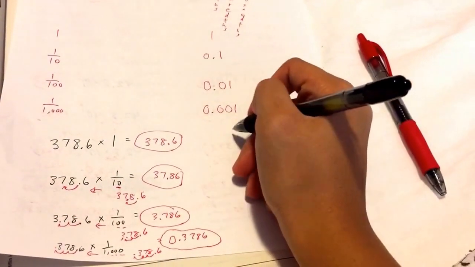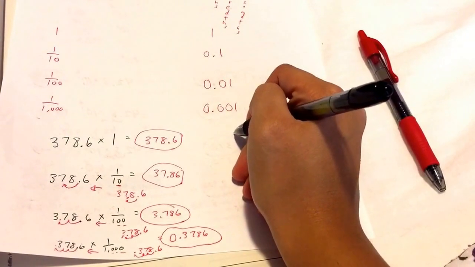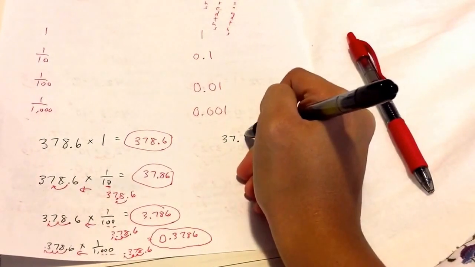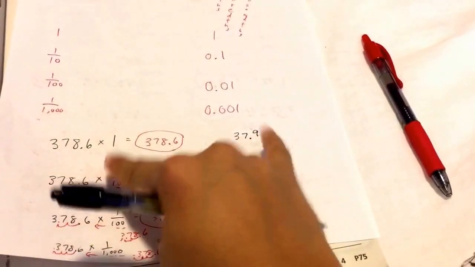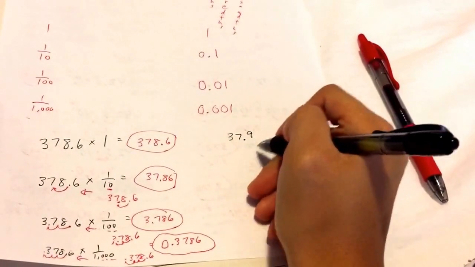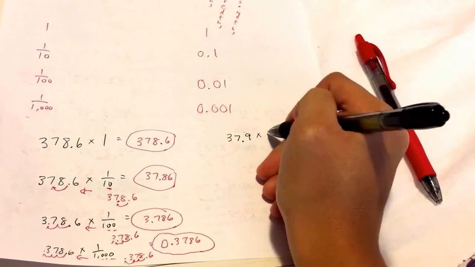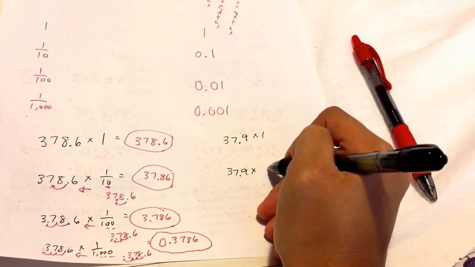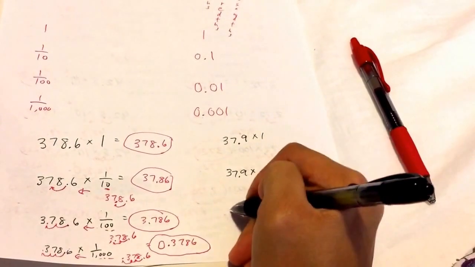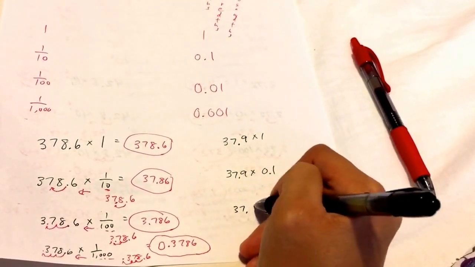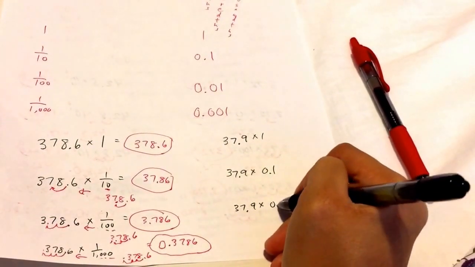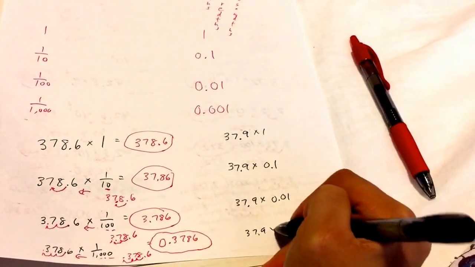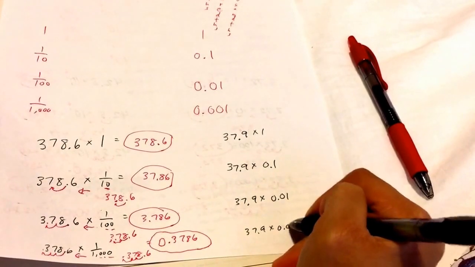And this time I'll put the problem as 37.9, which is very similar to that, my bad. So we're going to multiply it by 1. 37 9/10, we're going to multiply by 1/10. 37 9/10, we're going to multiply by 1 100th. And 37 9/10, we're going to multiply by 1 1,000th.